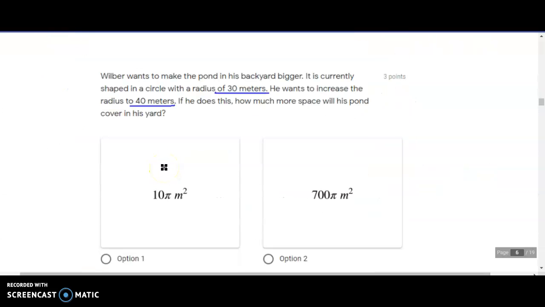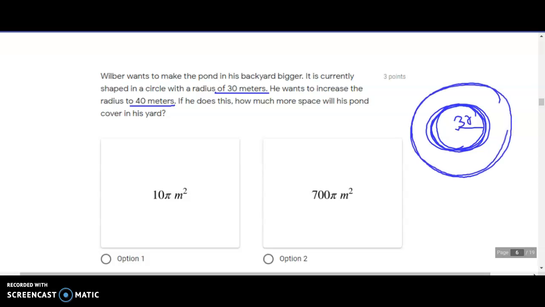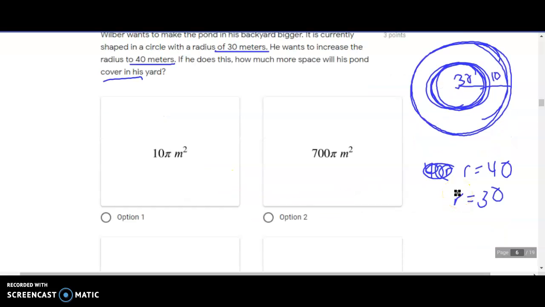So Wilbur's starting with this pond, and it has a radius of 30. He's going to increase it to have a radius of 40. So he's going to increase it 10 meters on each side. But that's not all we need, because we need to know how much more space his pond will cover in his yard. We're going to end with a pond that has a radius of 40, and we start with a pond that has a radius of 30. So by finding the difference in these areas, it'll tell us the difference in our area.